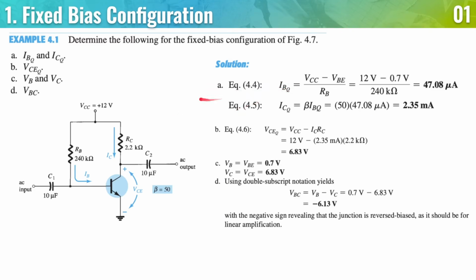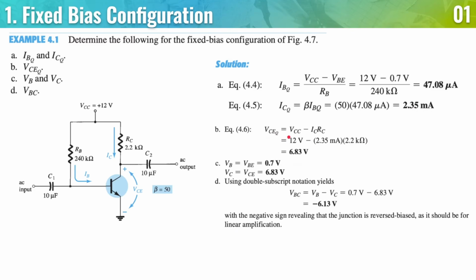So IB is equal to VCC, and then we stop here because this is where the resistor is. So we're looking at the voltages here and here. The voltages are 12 and 0.7 along the base emitter junction. Dividing that by 240 kilo ohms, we get 47 microamperes. We do the same for IC as last time with beta times IB, and we get 2.35 milliamperes.